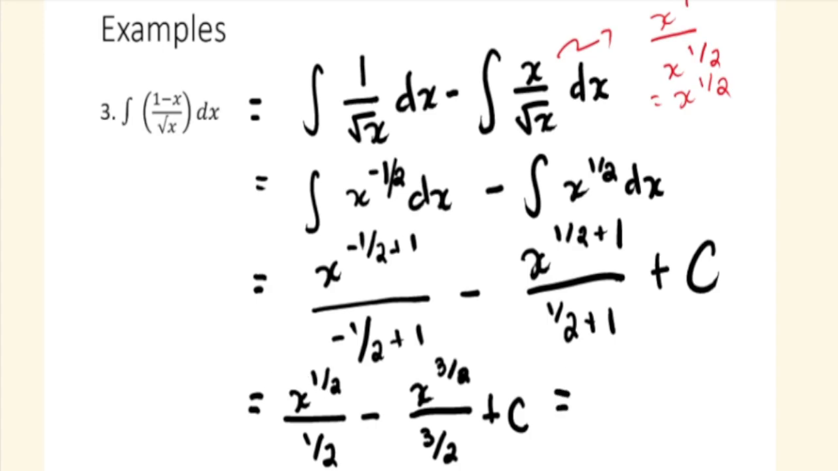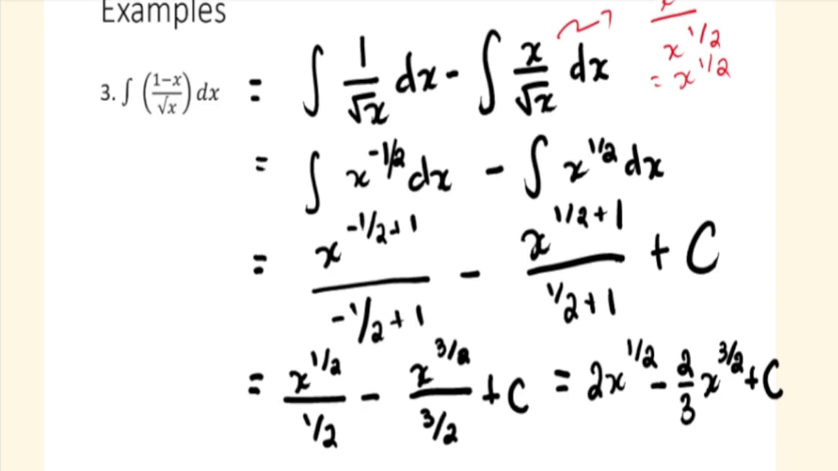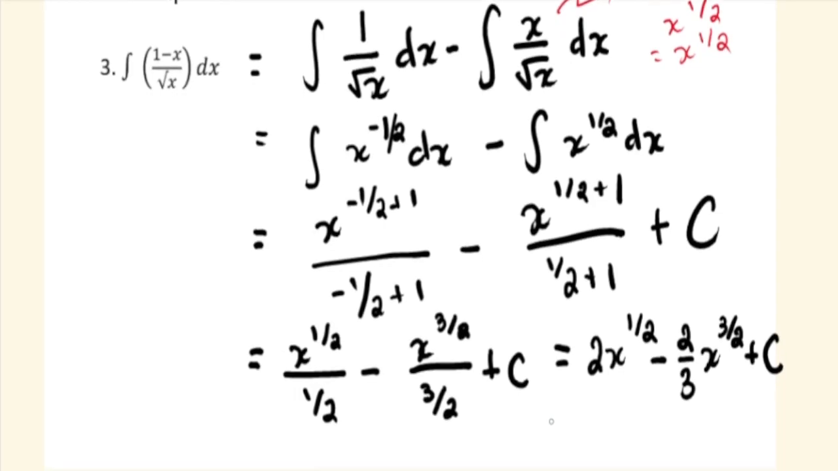Okay, we just have to write it properly. Yung fraction sa baba ay magiging 2x raised to 1/2 minus 2/3 x raised to 3/2 plus c. Now, we can write it this way, or we can actually rewrite it as 2 square root of x minus 2/3 square root of x cubed plus c. Or pwede nyo pa to i-simplify as x square root of x.